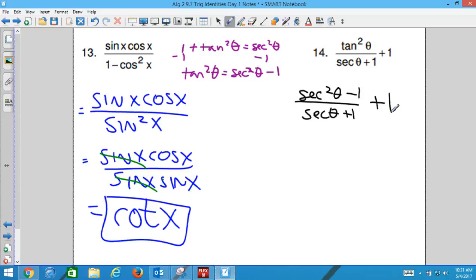I cannot cancel secants right now. It's not because one is squared and one is not squared. It's because of the plus or minus 1. You cancel those when they're next to a plus or a minus sign.